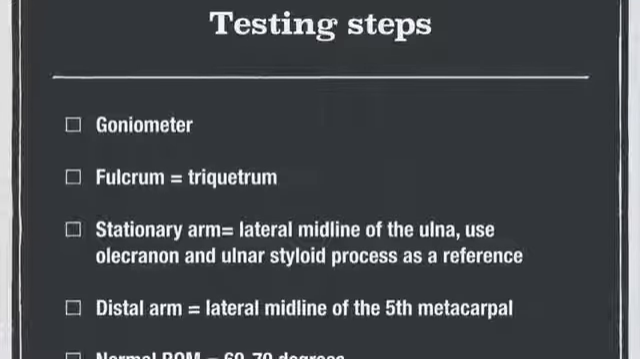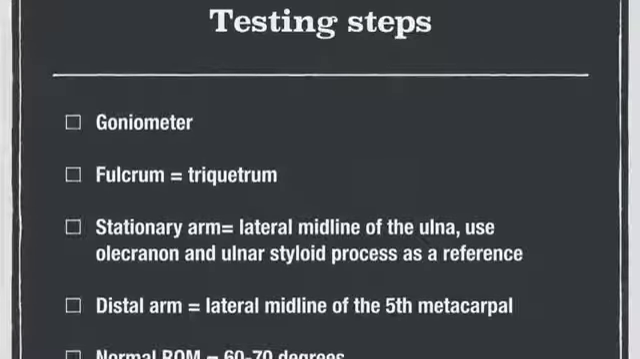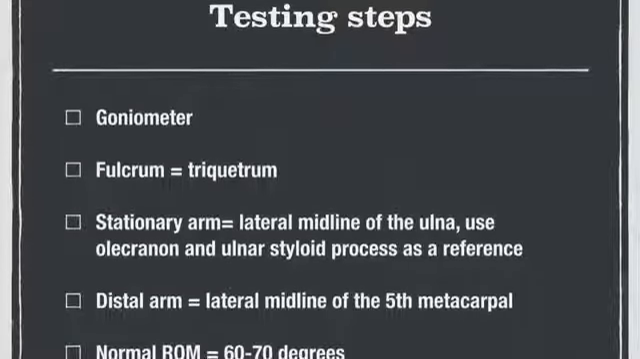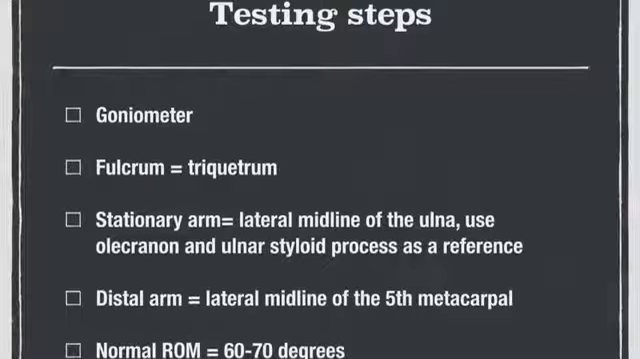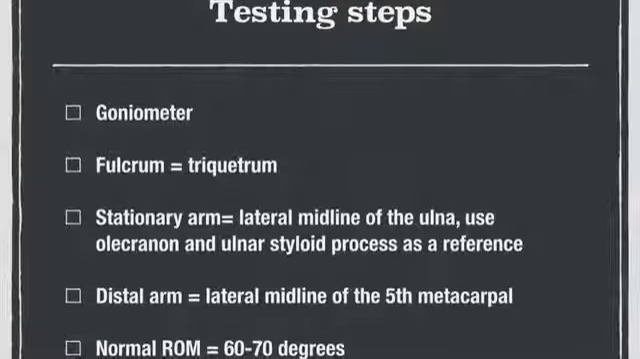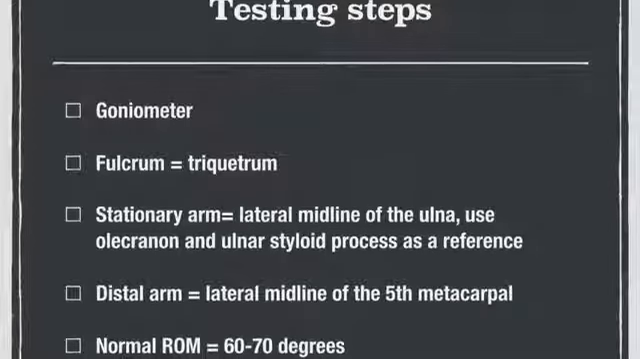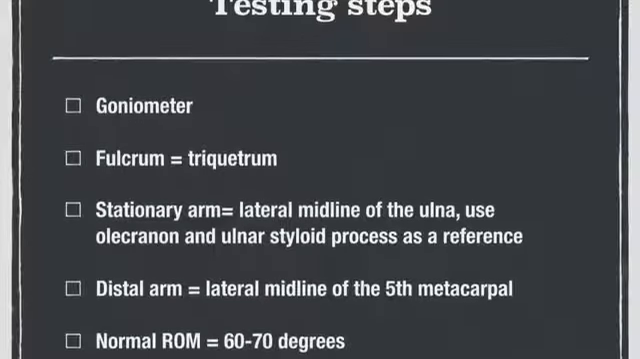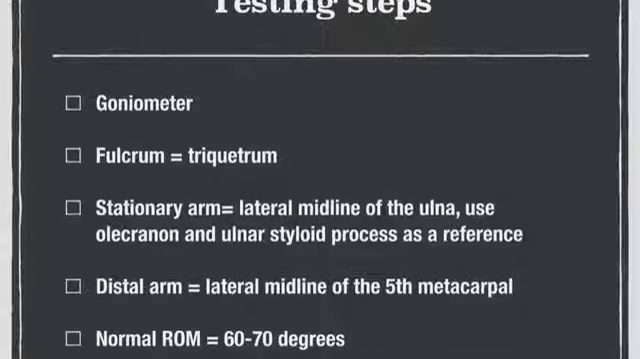To measure wrist extension, the fulcrum of the goniometer will be lined up with the triquetrum or the lateral joint line. The stationary arm is going to line up with the lateral midline of the ulna, and you can use the olecranon and the ulnar styloid process as a reference. And then finally, the distal arm is going to line up with the lateral midline of the 5th metacarpal.